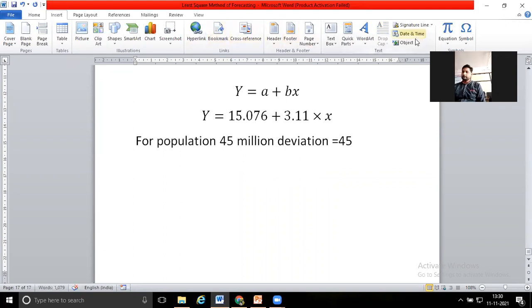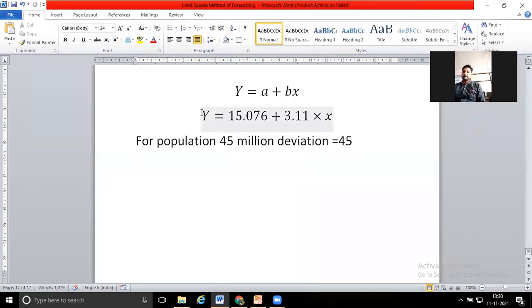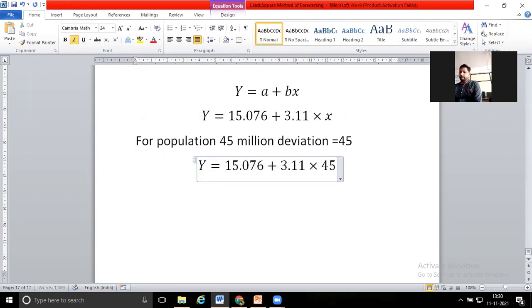So what will be our equation? Instead of X, we are going to put up 45. Okay, now do calculation and tell me Y or the demand for 45 million population. Okay, so figures are in 1000. So whatever the value you are getting, you should multiply with 1000 and then put up your answer in the chat box. Okay, everyone do calculation and tell me the Y.